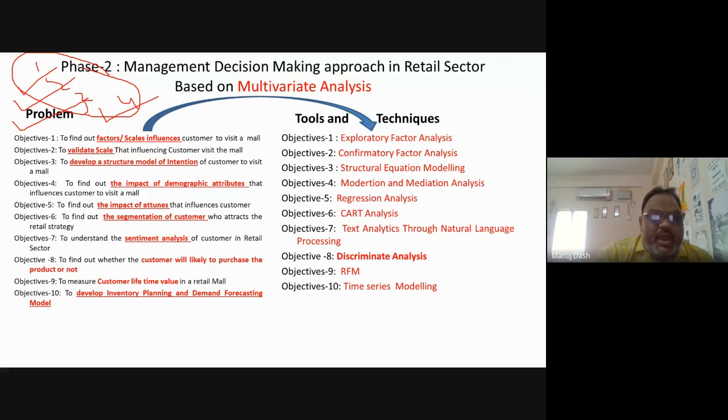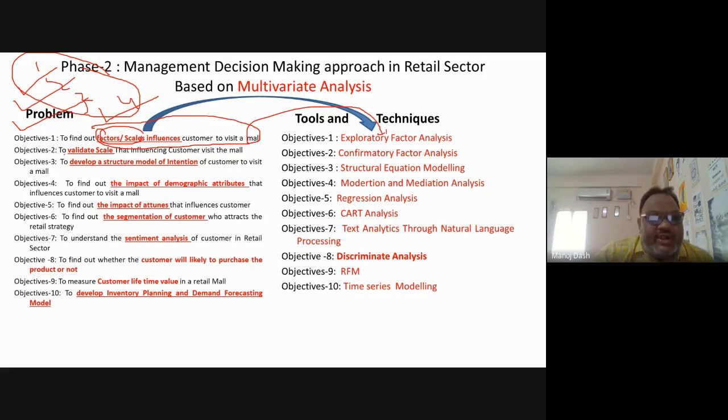Now see, I have developed 10 objectives. I'm not changing my area. The first objective is to find out the factor and scale influencing the customer. When there is a word called factor, I have to apply factor analysis.